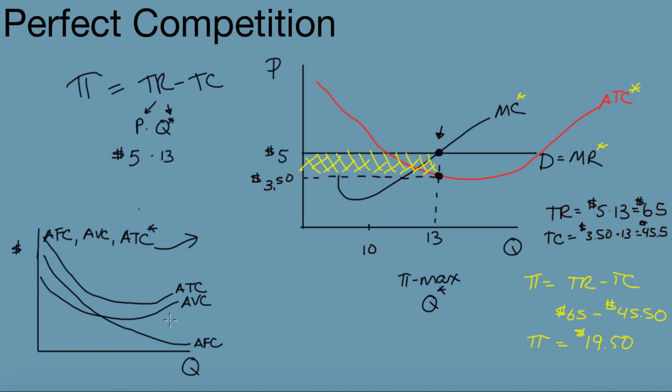Okay, that should be a pretty good review to get you guys started on our average fixed, average variable, and average total cost curves from before, and then the profit maximizing level of output. We did a recap on that, and also how you find profits.